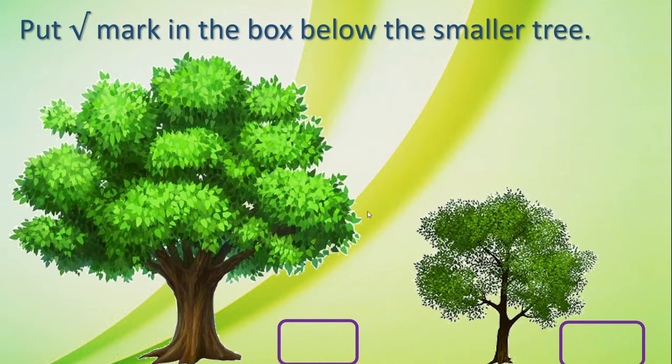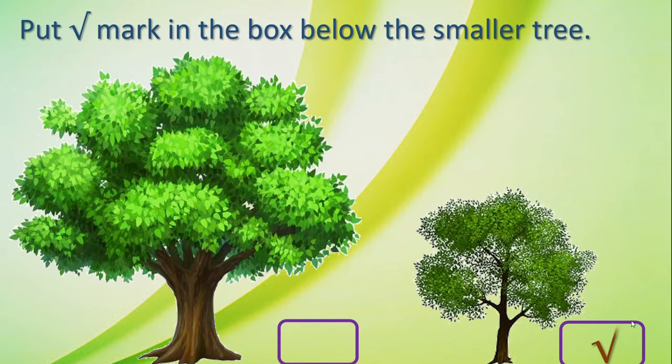Yes, very good. This is the small one and this is the big one. Correct? Now where to tick mark? In the box under the smaller tree, isn't it? So here this is our smaller tree, so we will tick mark here.